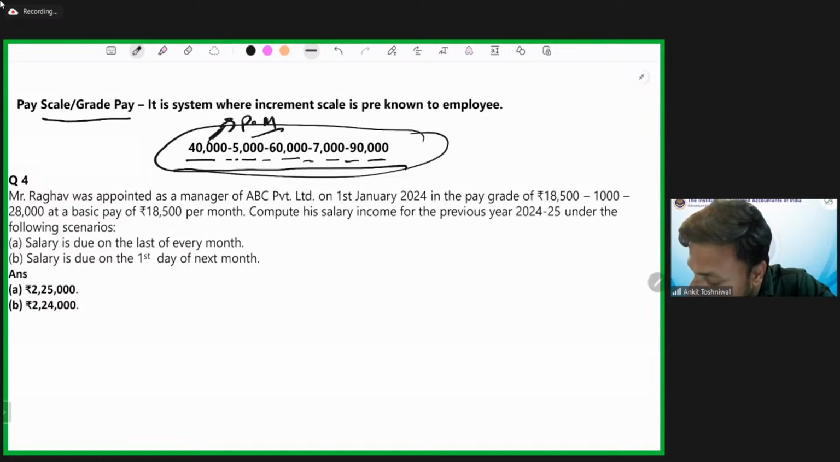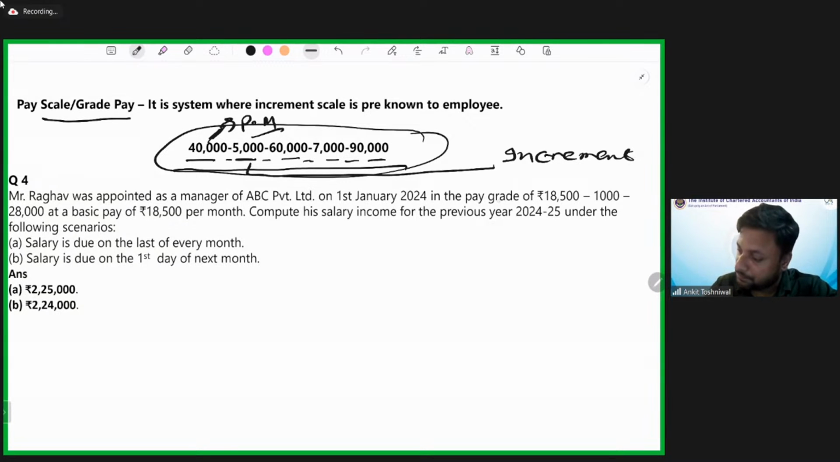While this 5,000 is your increment per year. But you will receive the increment until you reach the salary of 60,000. So if your salary is 40,000 per month, in the very first year your salary is 40,000 per month. At the end of the year, you will get an increment and the salary will be 45,000.